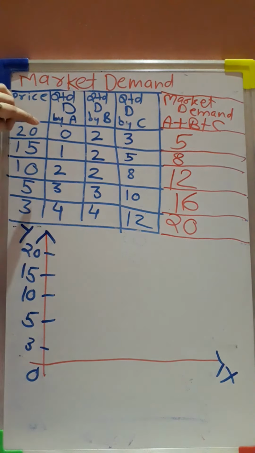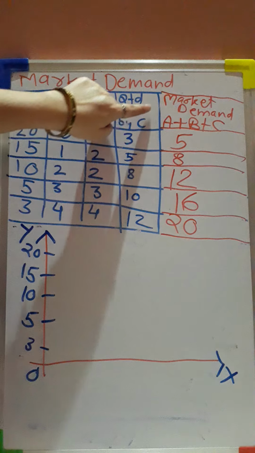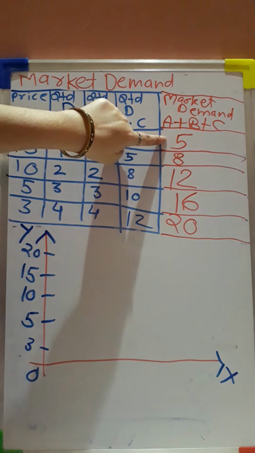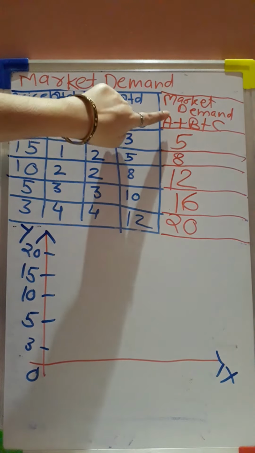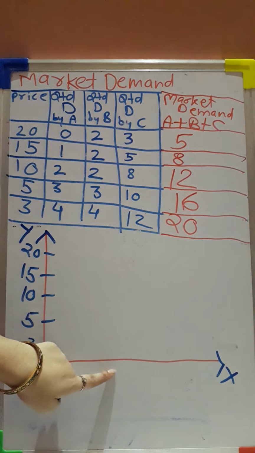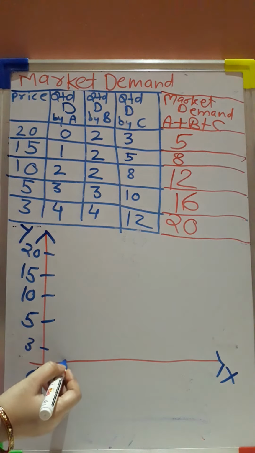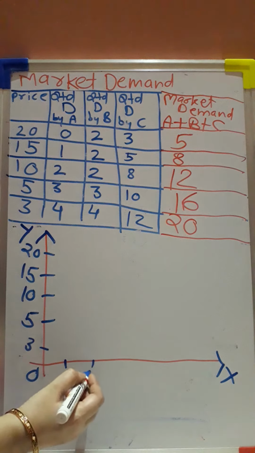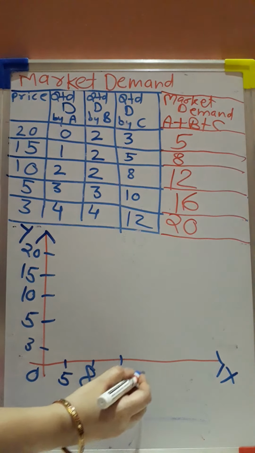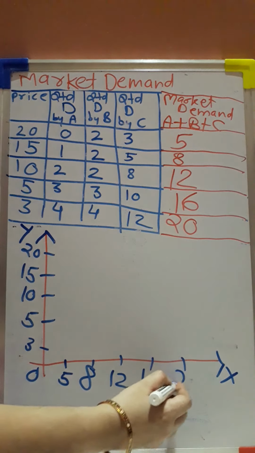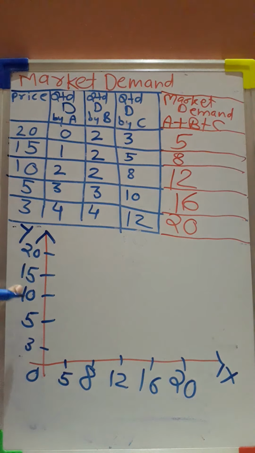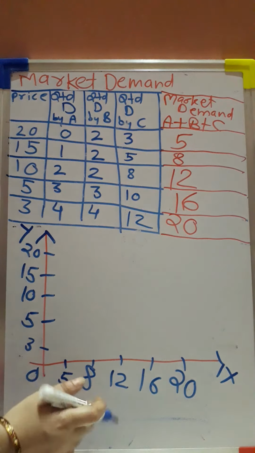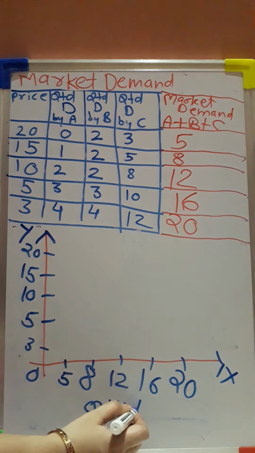See student, one thing keep in mind, we don't want to write separate demand for each and every individual buyer. We just want to write market demand, and market demand starts from 5, 8, 12, 16, 20. So the numbers which they have given in the market demand column, only these numbers we have to write on the x axis. So here market demand is 5, 8, 12, 16 and 20. So these numbers only you have to write on the x-axis. So y-axis indicates price, x-axis indicates quantity demanded.